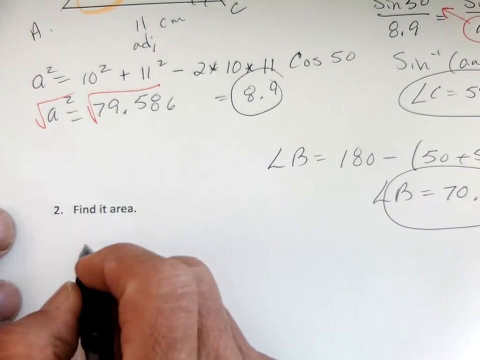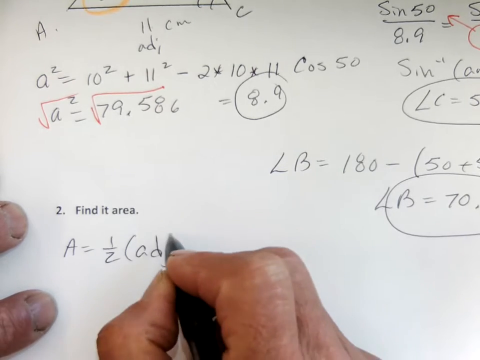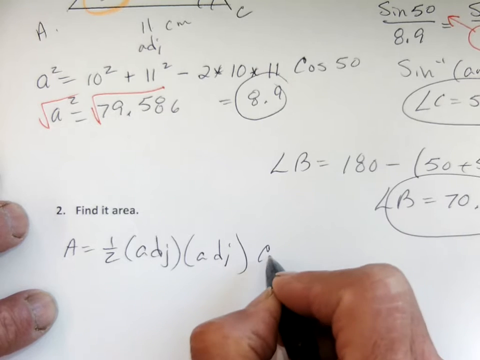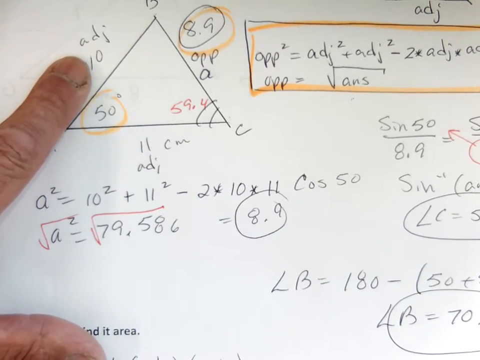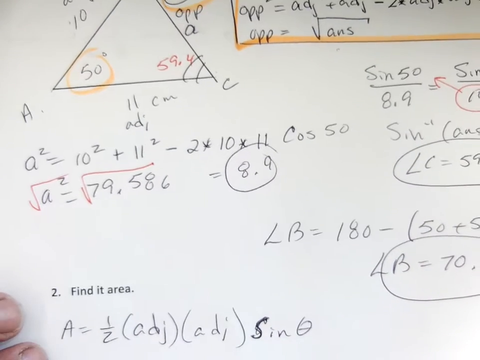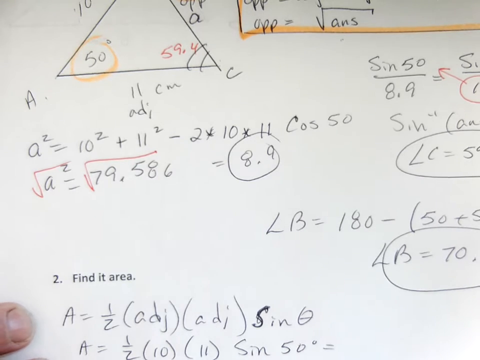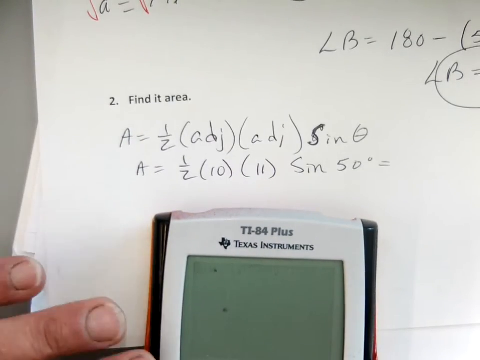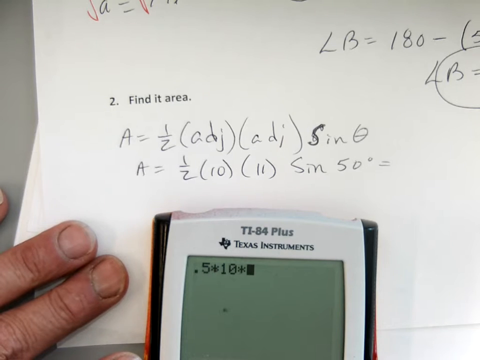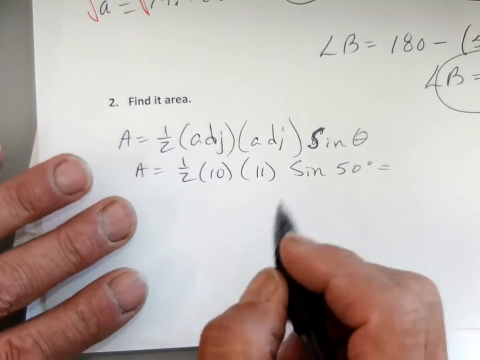Now the area, we learned yesterday that the area is 1/2. This is yesterday's formula, the adjacent side times the other adjacent side times the sine of the angle. Okay, so we learned that yesterday. So here's my adjacent, and there's my angle. So we're just going to go 1/2 times 10 times 11 times the sine of 50 degrees. If I use my calculator to get that, just going to go 1/2 times 10 times 11 times the sine of 50, and I get an answer of about 42.1 centimeters squared.